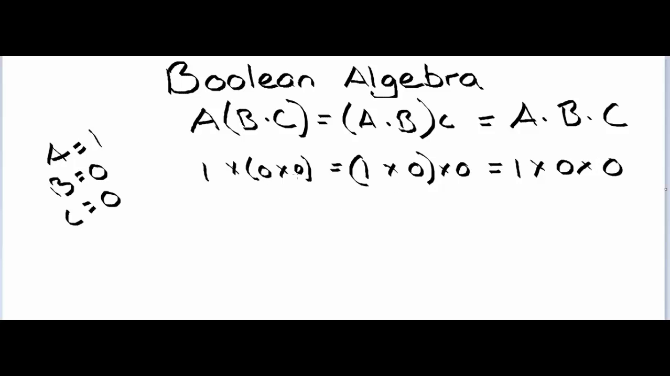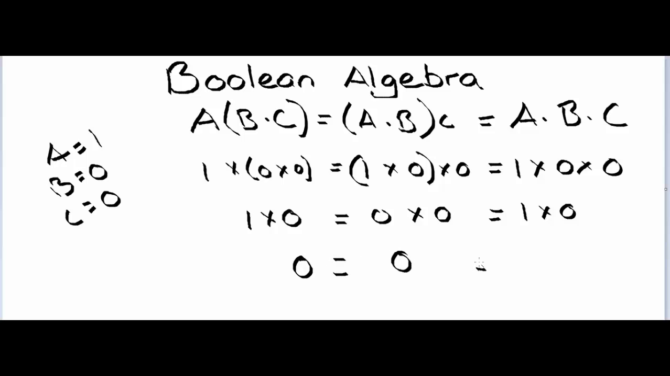So we can start to simplify that. 0 times 0 is 0, so 1 times 0 has got to equal 1 times 0, which again is 0 times 0, which has got to equal, well, these are both 0, so it's again 1 times 0. And as you can see, all of these are going to match up because 1 times 0 is 0, 0 times 0 is 0, and again 1 times 0 is 0.